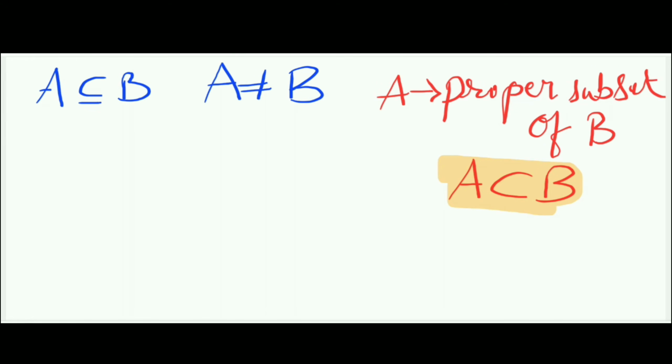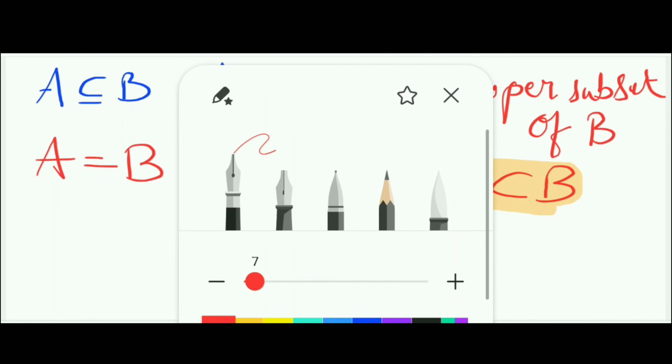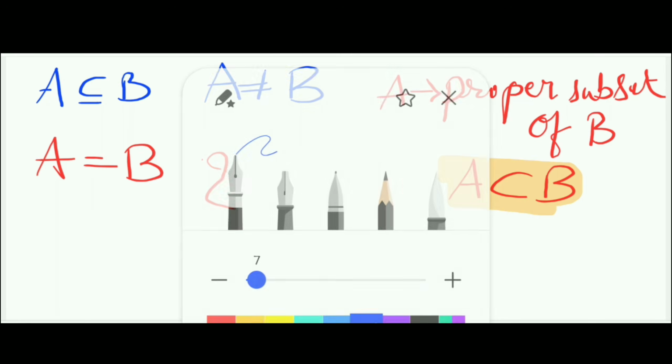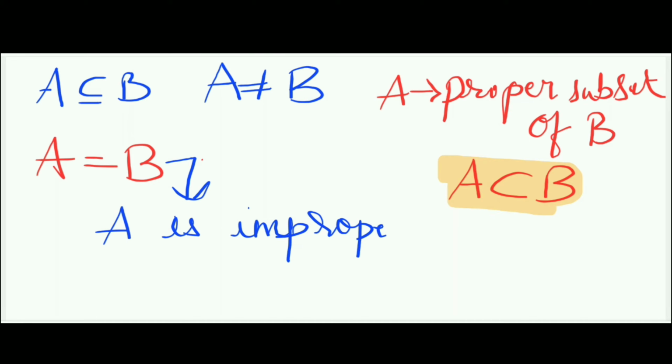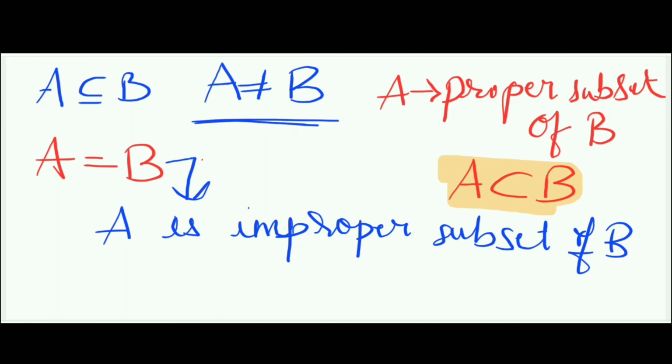Now otherwise, suppose A is equal to B, then what is the criterion? You will be thinking, right? So I will say that also now. It is called, first main thing, A is the improper subset of B. Why is it called that? Because this condition is not satisfied.